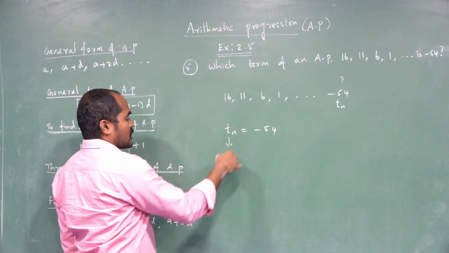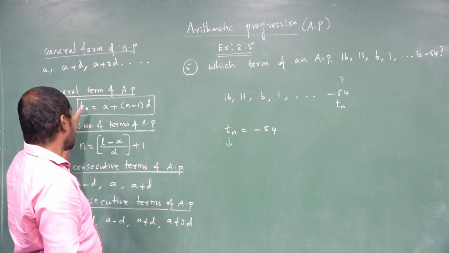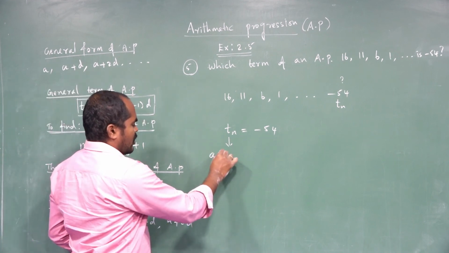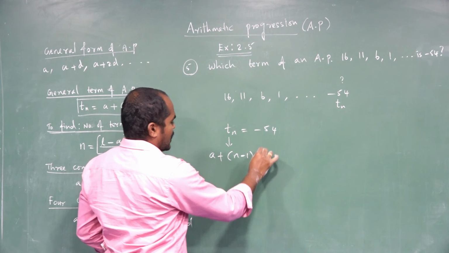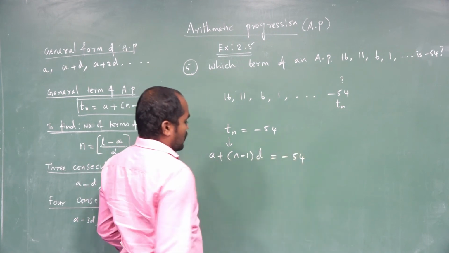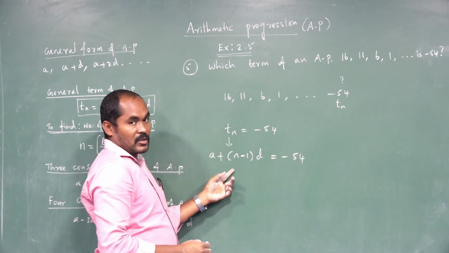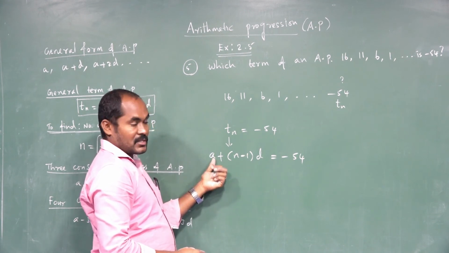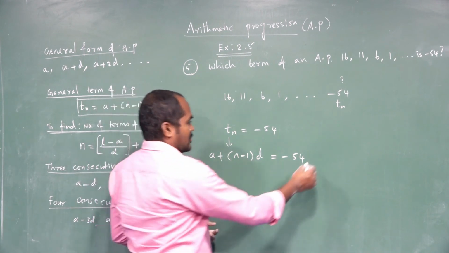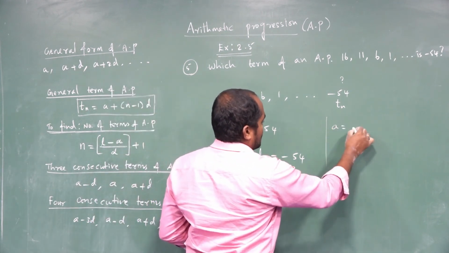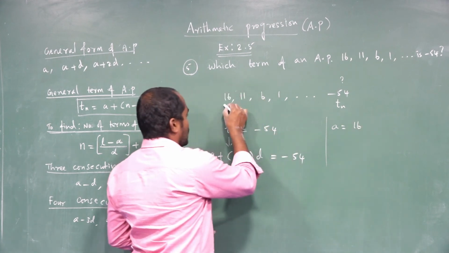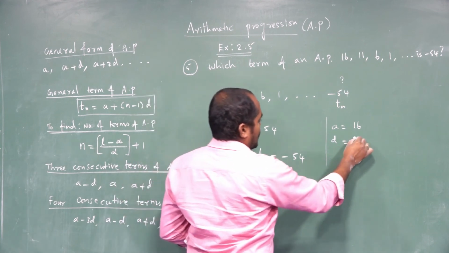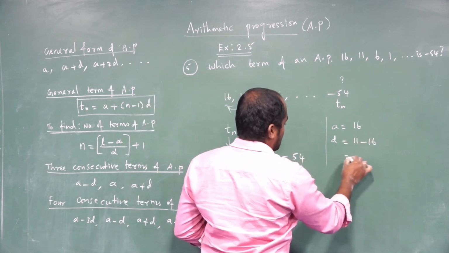You know the general term formula is what? A plus n minus 1 into D. So right here A plus n minus 1 into D equal to minus 54. You want to find n. The A value and D value you know: A is the first term and D is the common difference. So the A value is 16 because it is the first term, and the common difference is second term minus first term. 11 minus 16 is minus 5.